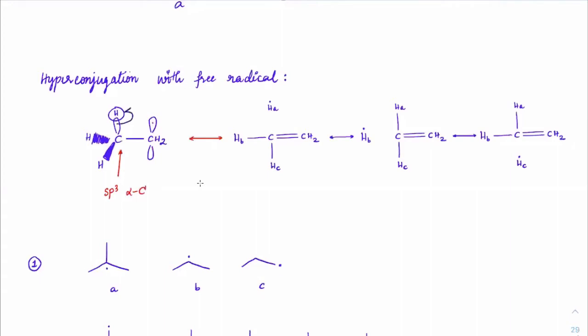There will be a homolytic cleavage, which means a fishhook arrow should be shown: one electron will go to the hydrogen, one electron will stay with this carbon. Now these two radicals will combine to form a double bond, and this H gets isolated. So 1, 2, 3, 4 bonds here also, the same number of bonds, except that this sigma bond has converted into a pi bond. So that is what happens.